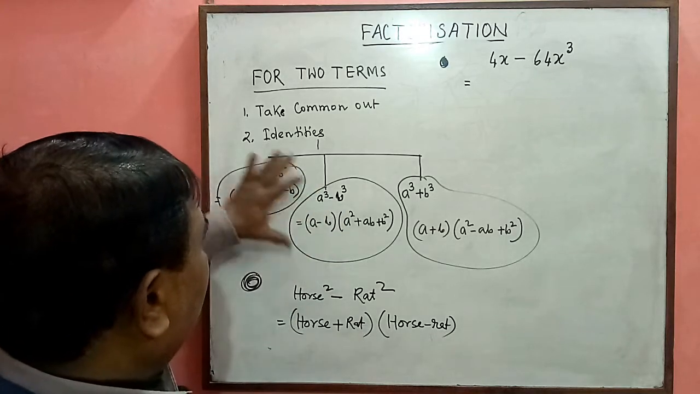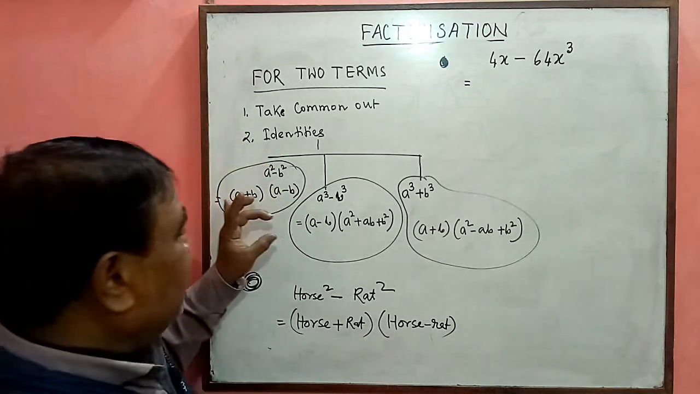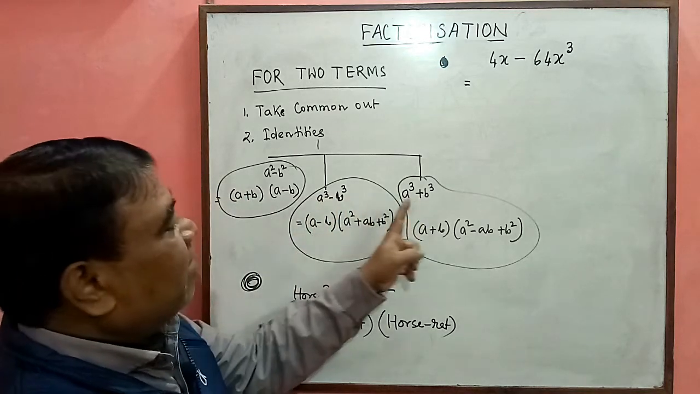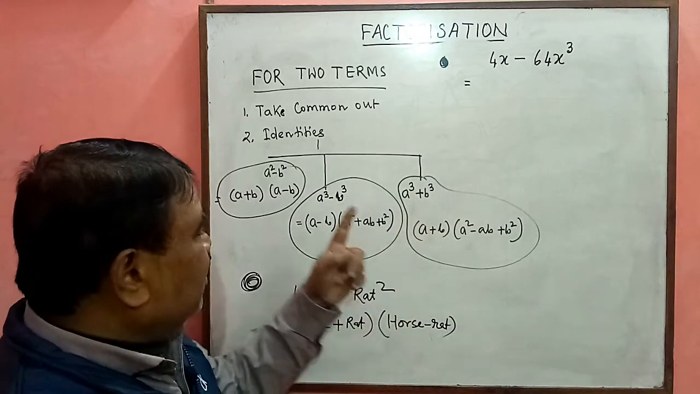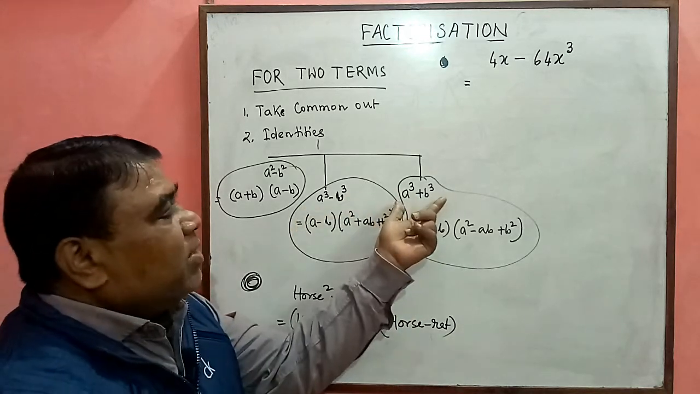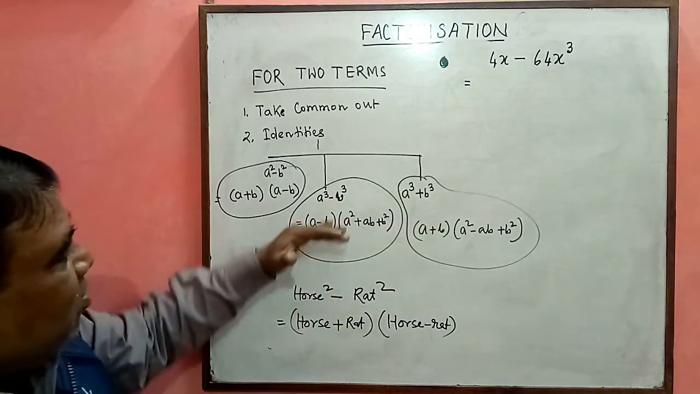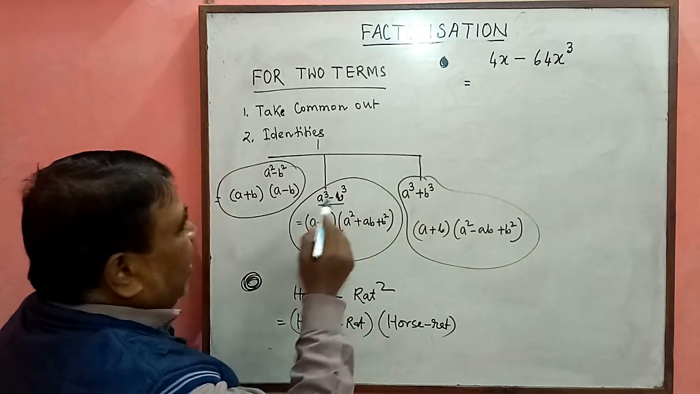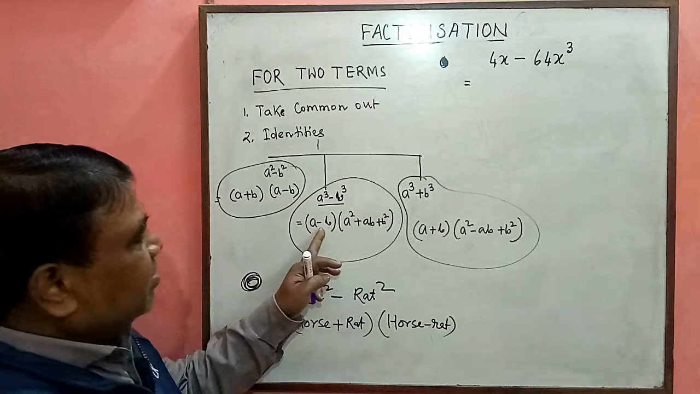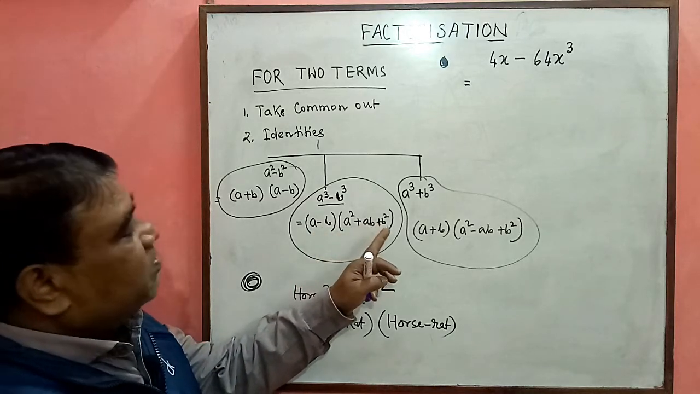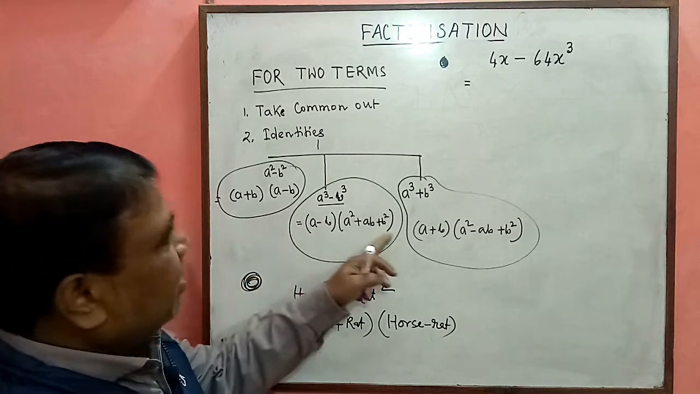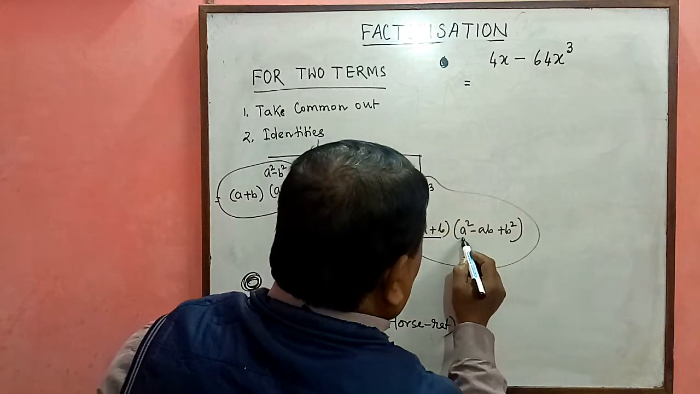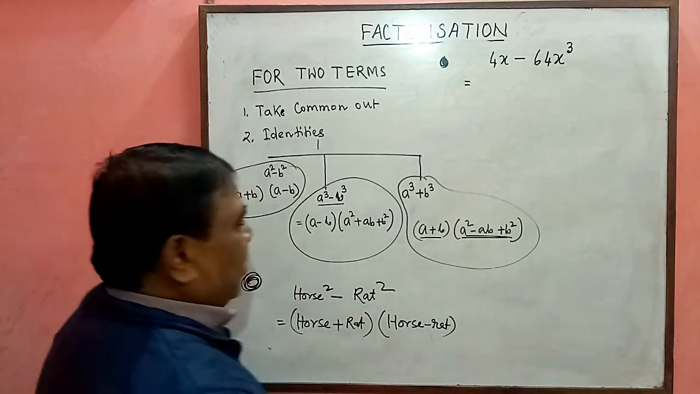Second one, in square we have only two identities. In cube, we have both for difference and for summation. This is the difference between two cubes and this is the sum of two cubes. Here you must know this identity well. a cube minus b cube is (a minus b) into (a square plus ab plus b square). You have to learn this. This is a cube plus b cube: (a plus b) into (a square minus ab plus b square).